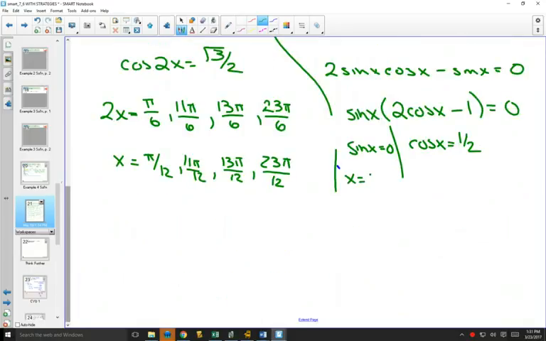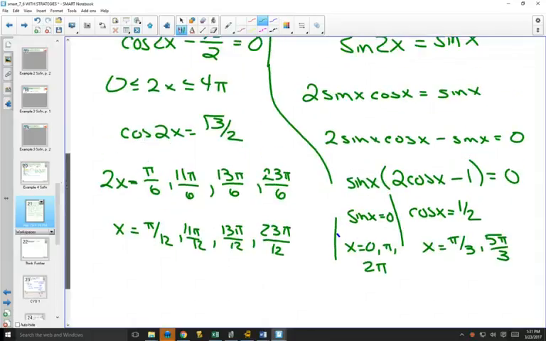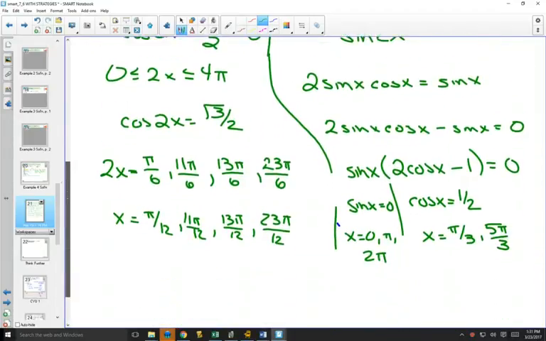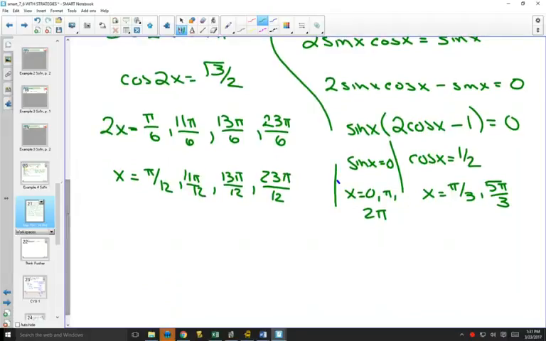And so between 0 and 2 pi, when is cos equal to a half? Pi over 3 and 5 pi over 3. And we solve it. I'm just going to check our domain to make sure 0 and 2 pi are included, and they are. So we are good for our answer here.